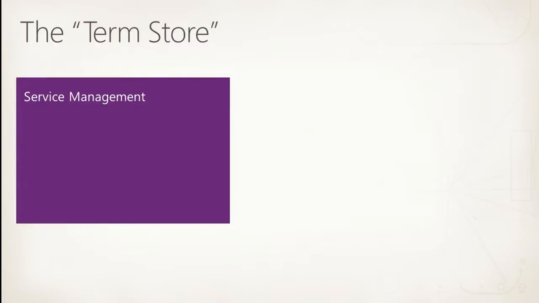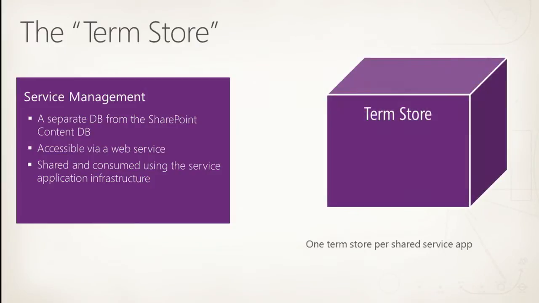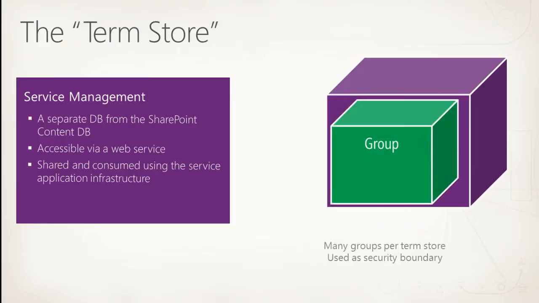And the term store is the central repository where all the taxonomy data is stored. So it's a separate database from the SharePoint Content DB. It has a web service that is used for the back end, and it's consumed through the service application infrastructure. So there's the term store. Within the term store, we have the groups, which are the security boundary. So when you set permissions for term sets, basically you set them on the group, and then all the term sets within that group have a set permissions, more or less.